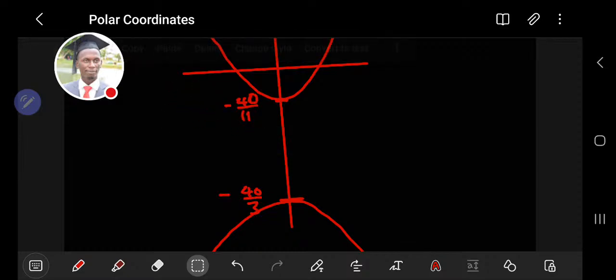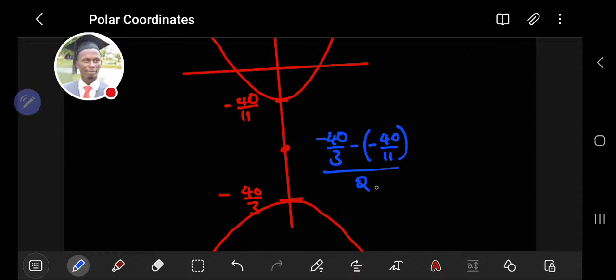Okay. So of course, getting where the center is, we know the center has to be exactly midway between them. So if you wanted to know where the center is, just add them and then divide by 2. These are big numbers, so I won't really get the exact values. So you can add them, then divide by 2. So I'll say minus 40 over 3 minus, I'm subtracting them, of course, minus 40 over 11, then divide by 2. What this would tell you is the distance from here to here.